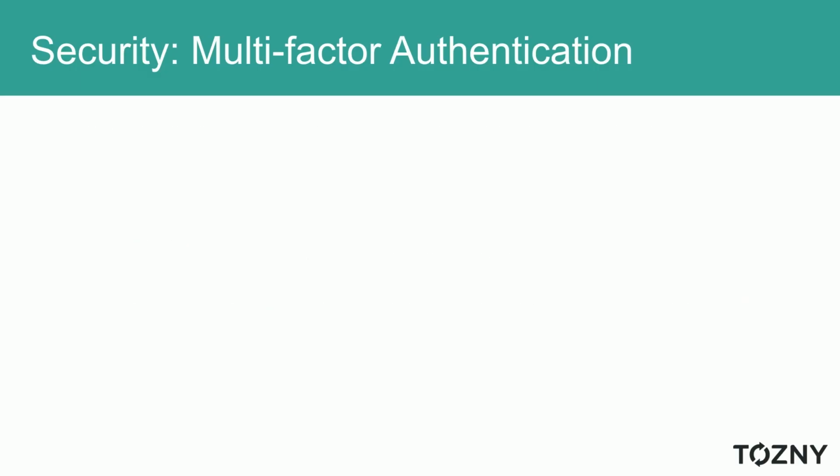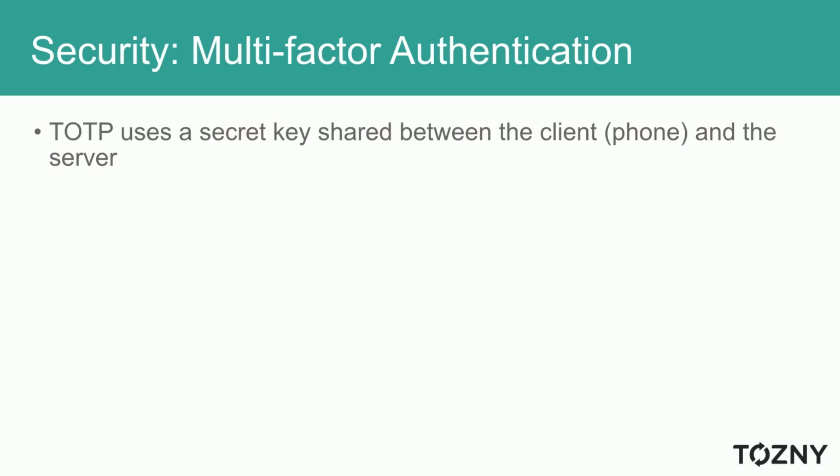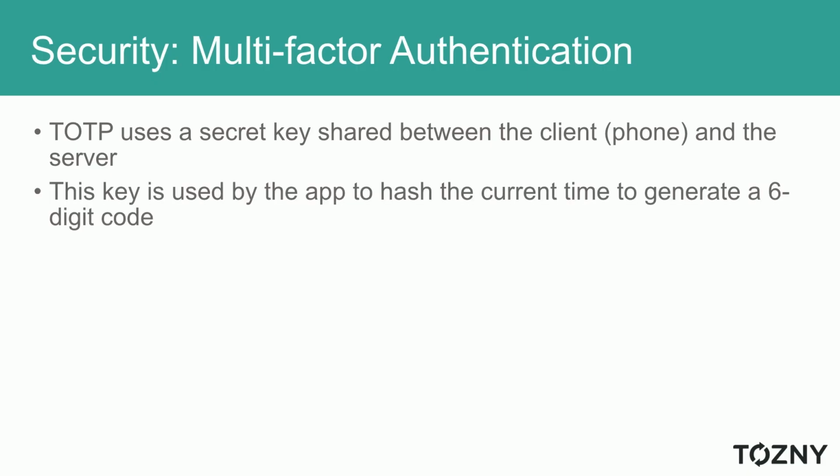So let's talk a little bit about what TOTP is. TOTP uses a secret key that is shared between the mobile device and the server. So both of you have access to the key. There is a little bit of onboarding to actually get that key into the phone or get that key into the server. We'll talk about that later. There is a piece of secret information that both you and the server have. The key is used inside an app like Google Authenticator to hash the current time and generate a 6-digit code.